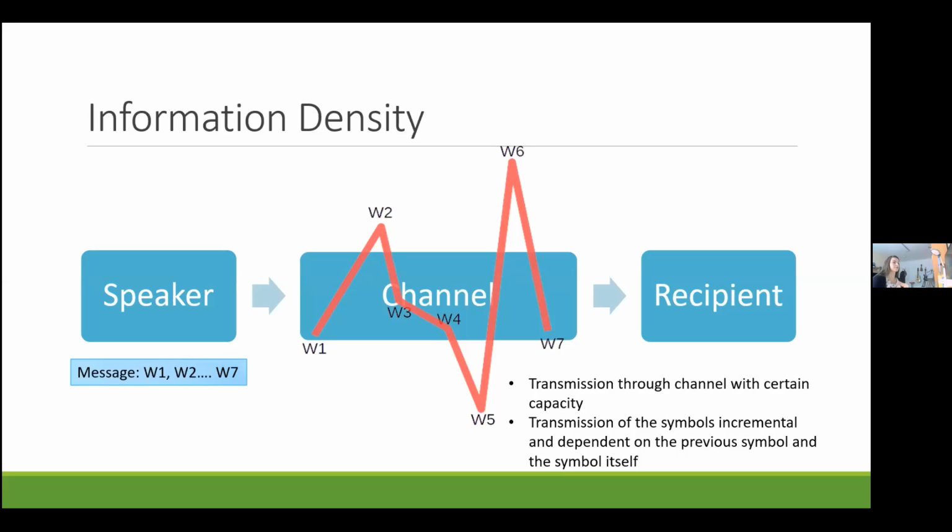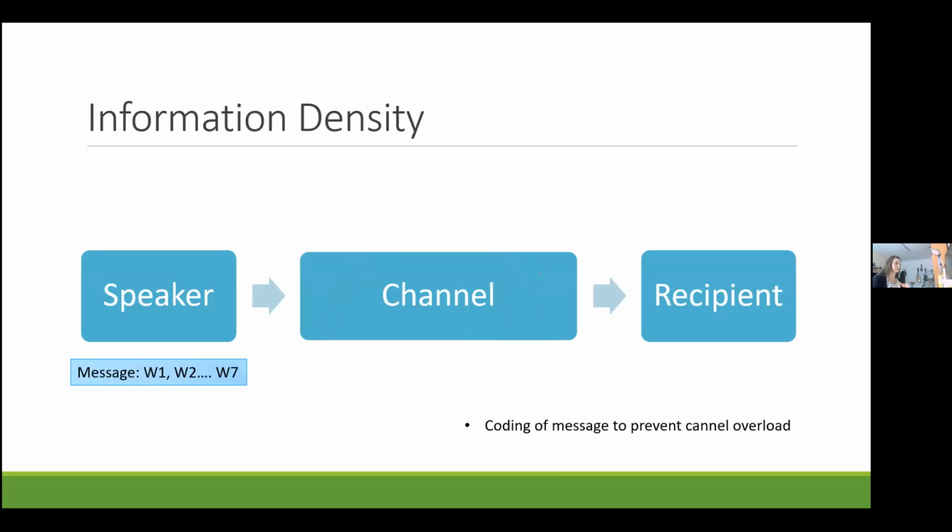So how do speakers cope with such problems? Basically, they just change the coding of this message to prevent this channel from being overloaded. So we look at this message now and we see every word is within the channel. The communication would be successful. You see that I chose a line graph to present this message.